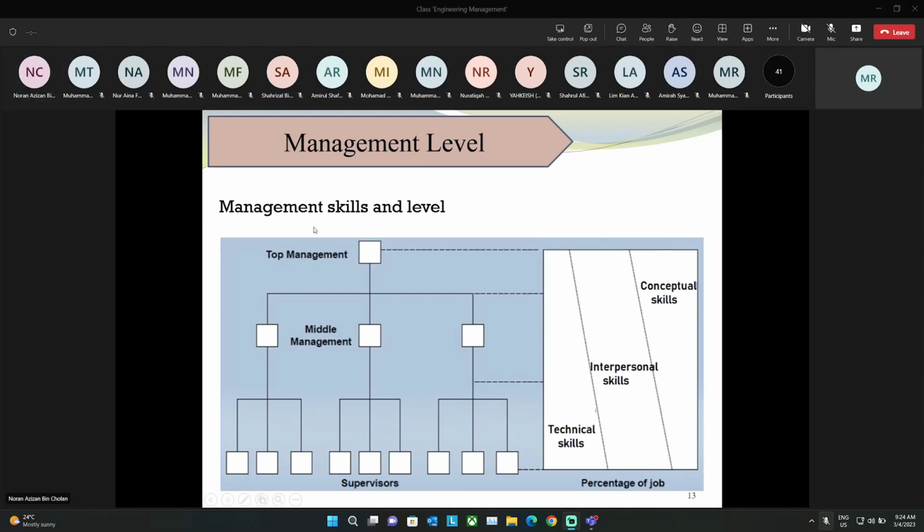So this is, I think, the same thing. Actually, the current slide explains the previous slide. I mean the proportion of skills required for the top management, middle management, and supervisors.